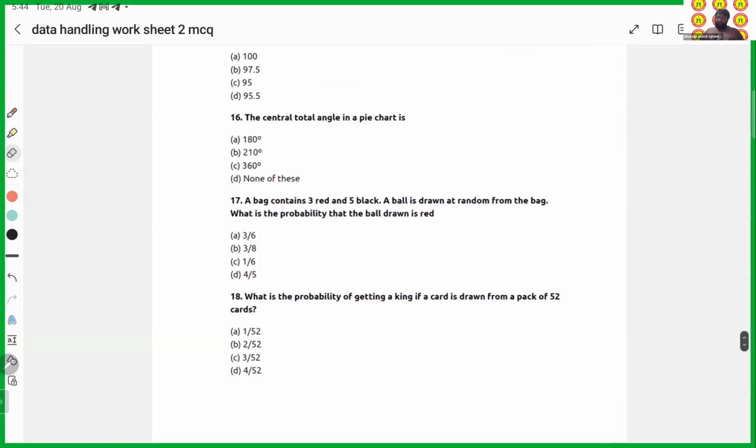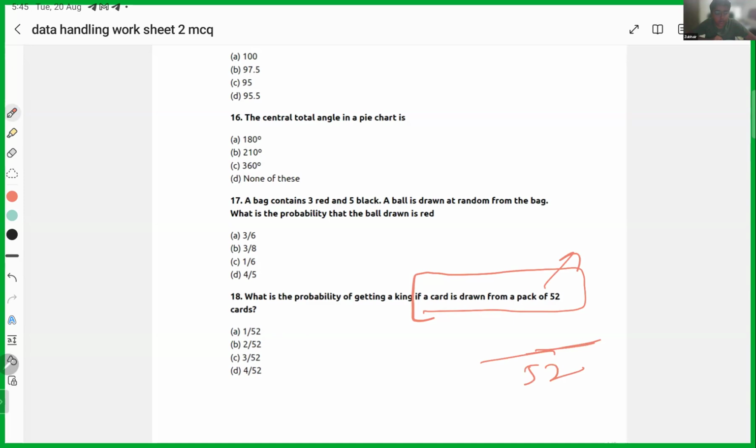Next. What is the probability of getting a king if a card is drawn from a pack of 52? Sir, can I tell this one, sir? Sorry for giving this question, but this question you should do actually. Sir, I know this. In a pack of 52 cards, there will be 4 suits, sir. The total number of cards is already given. The total number of cards is nothing but the total number of outcomes, so the denominator should be 52. I got 1 by 14, sir.